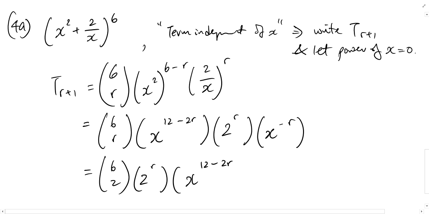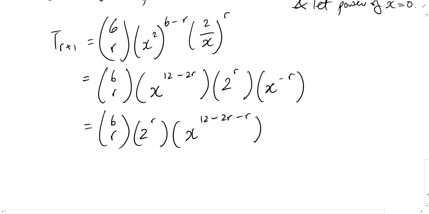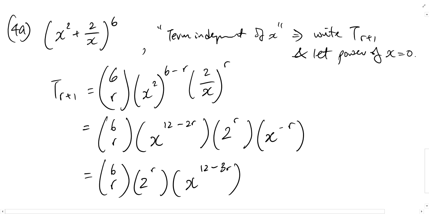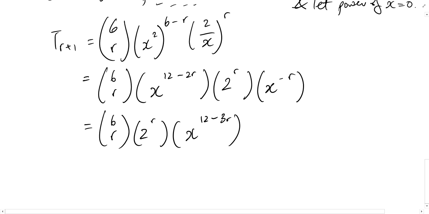What's next? Oh, sorry, 6 choose R. Yep. Okay, 12 minus 2R minus R. How much does that give me? Okay, 12 minus 3R. Let me rewrite that because it's just simply mental sums. So you see, our general term looks like this. Every single term, if I were to expand this, I will have many terms. In fact, I have 7 terms, because power 6. So every single term has this format, whether it's R equals 0, 1, 2, 3, 4, 5, 6.